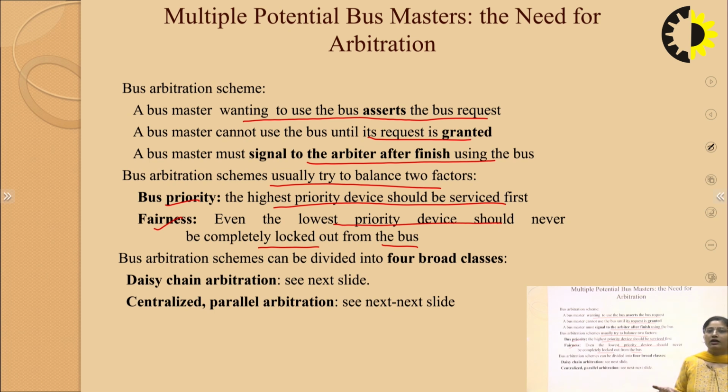As I told, the highest priority device will get the service first in bus arbitration, but sometimes a device will be of lowest priority. In that case, it will never be completely locked out. It will wait for its turn, and when it gets priority, it will get its service. Bus arbitration is basically divided into types: daisy chaining arbitration, centralized arbitration, and parallel arbitration. We will study all this in the next slide.